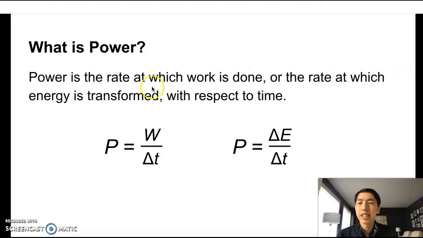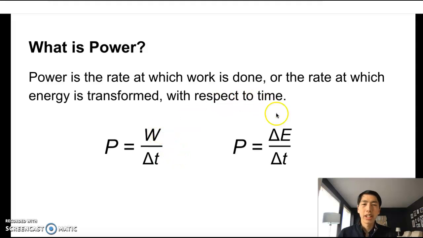Power is the rate at which work is done, or the rate at which energy is transformed with respect to time. So in the past few weeks, we've calculated work, and we've calculated energies of different kinds. And so if we did a certain amount of work, if we divide it by how much time it took to do that work, then we get this new quantity called power. So it's basically how fast you're accomplishing that work.